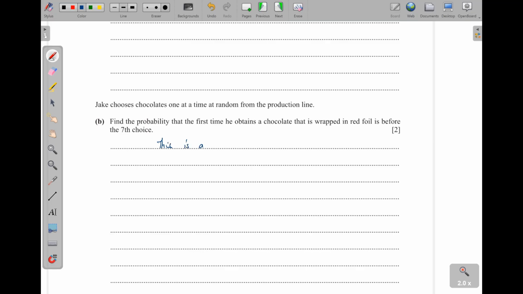This is a geometric distribution since n isn't fixed. Okay, now they are saying find the probability that the first time he obtains a chocolate that is wrapped in the red foil is before the 7th. So that is less than. Okay, that is less than. So we are supposed to have probability of x which is less than 7.